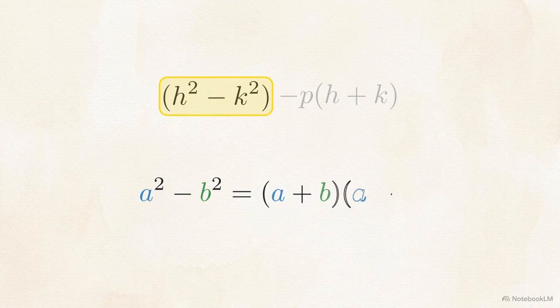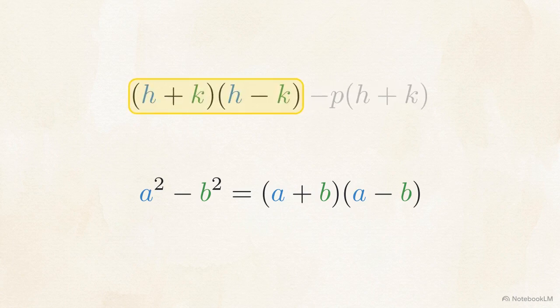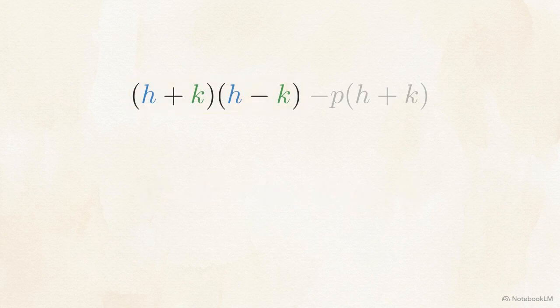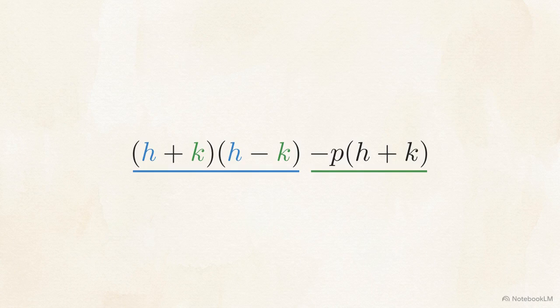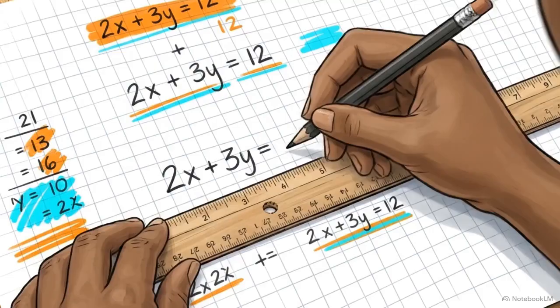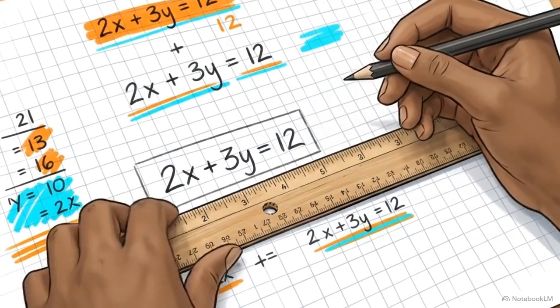The rule is that a squared minus b squared expands into two brackets, (a plus b) multiplied by (a minus b). Applying that directly to our variables, h squared minus k squared becomes (h plus k) multiplied by (h minus k). Now we take that expanded version and place it right back into our original expression. Our full equation now reads (h plus k)(h minus k) minus p(h plus k). By expanding that one piece, we have revealed the common variables we need to shrink the entire equation down into its final form.